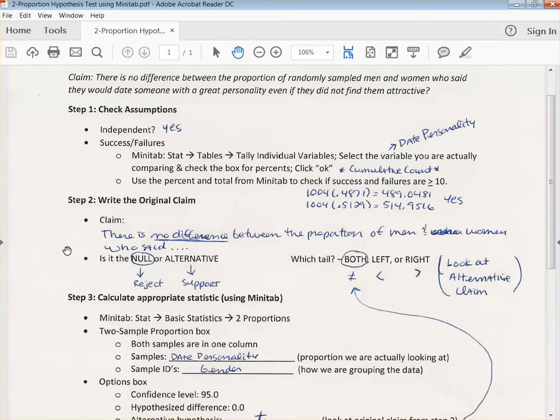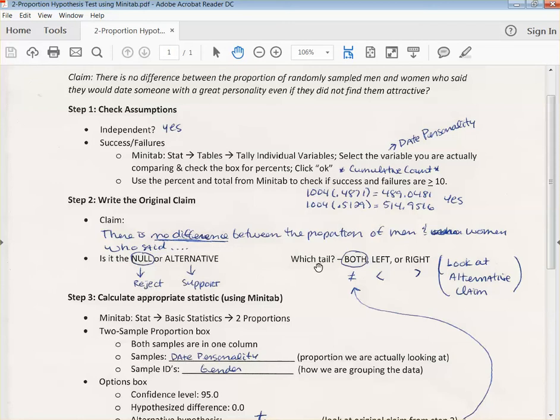Step two is write the original claim. There is no difference between the proportion of men and women who said blah, blah, blah. All right, is it the null or alternative? Well, the no difference part is what lets you know that this is the null. So no difference, this is the null. Then remember, if it's the null, then we always have that reject. If it was alternative, it would be support. But since it's the null, it's always going to be reject.